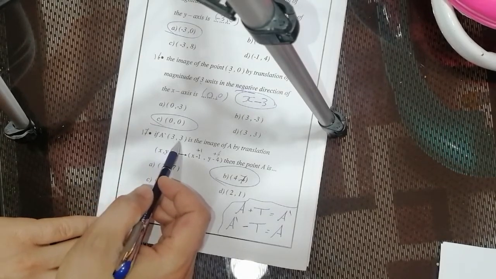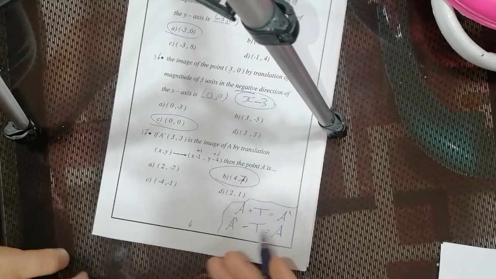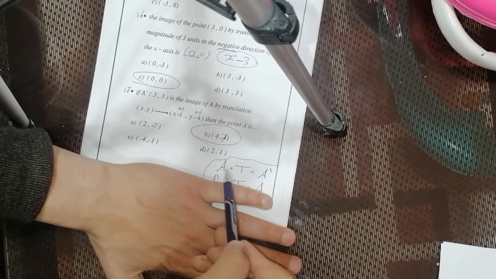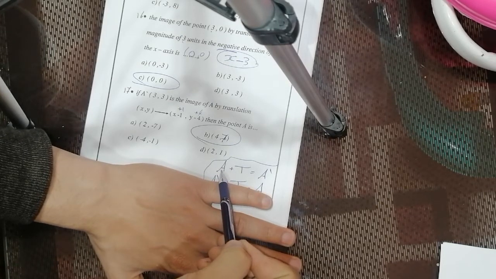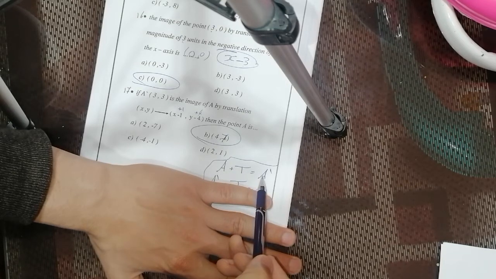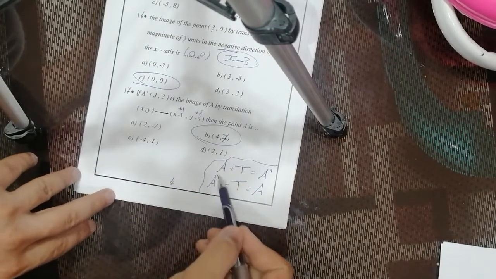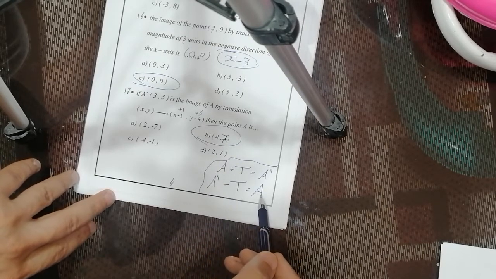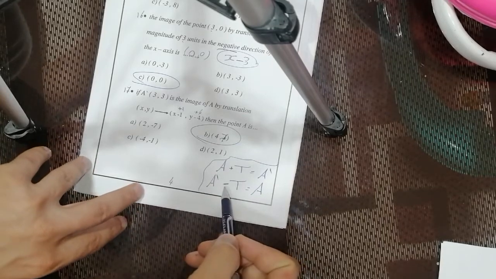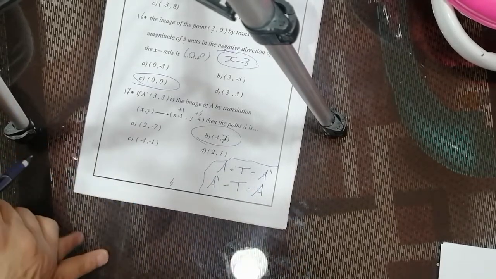In question number 17, we have the image. If A dash 3 and 3 is the image of A by translation, we know that point plus translation will be the image. But if we have the image, it will be image minus translation to find the point, or image minus the point to find the translation.